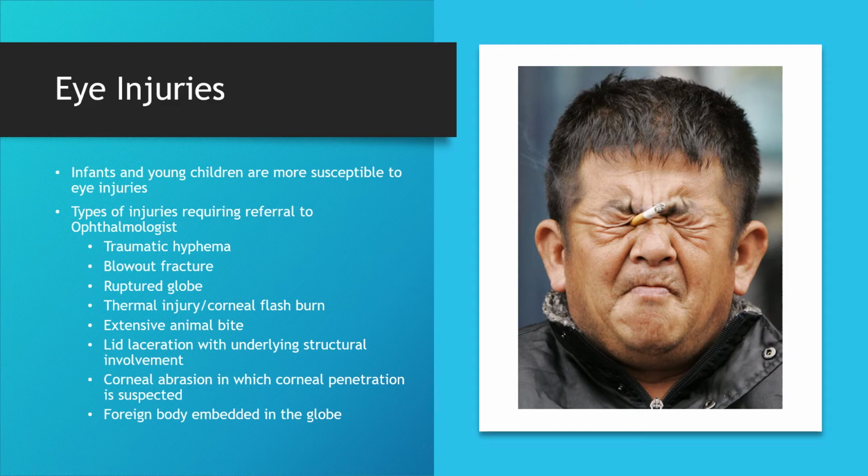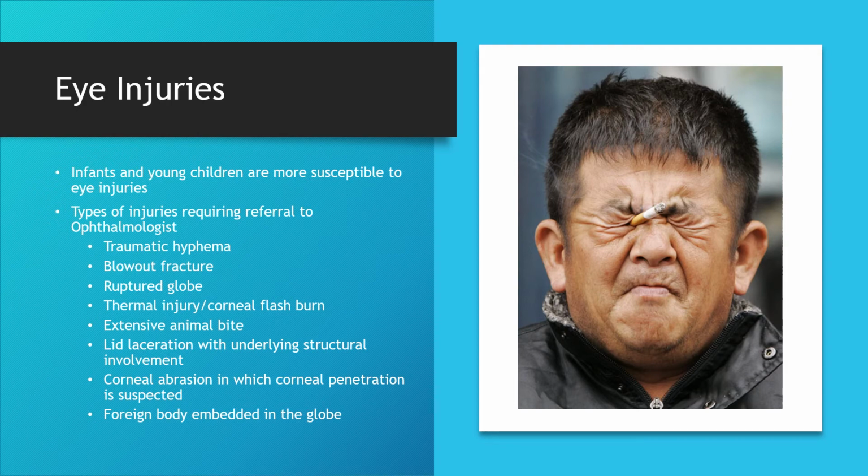Types of injuries that require referral to an ophthalmologist include those that are listed there for you. Traumatic hyphema, meaning that blood collection in the front of the eye, a blowout fracture, ruptured globe, thermal injury, if there's an extensive animal bite where the eye may be infected, lid laceration, corneal abrasions if the cornea is penetrated, or if there's any foreign body that's embedded in the globe. Those would all be injuries that an ophthalmologist should be following up with.